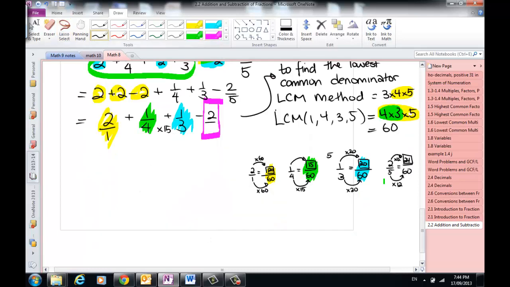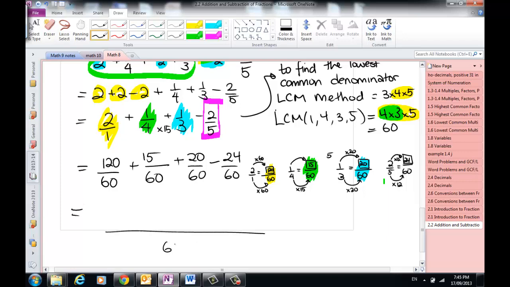Alright, well, we wrote 2 over 1. We rewrote it, and its equivalent fraction was 120 over 60. 1/4, I can rewrite as 15 over 60. 1/3, I can rewrite as 20 over 60. And I can write 2/5 as 24 over 60. So they all have the same denominator. So I'm just going to add and subtract them where I need to. So I have 120 plus 15 plus 20 minus 24.